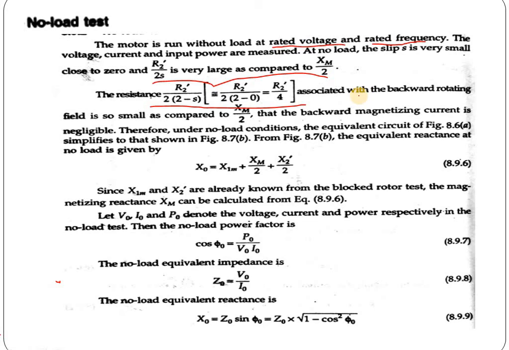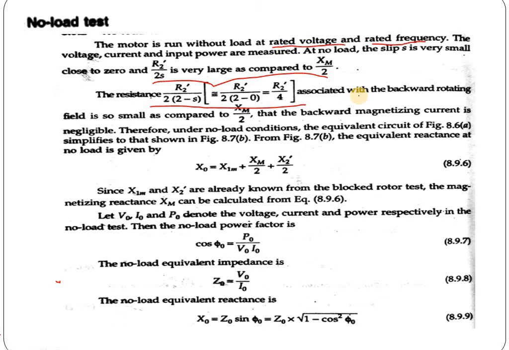And in that case, we are assuming that our slip value is 0 because at no load condition the motor will run near about synchronous speed. That means our slip becomes almost equal to 0, so we are considering that this equals 0.